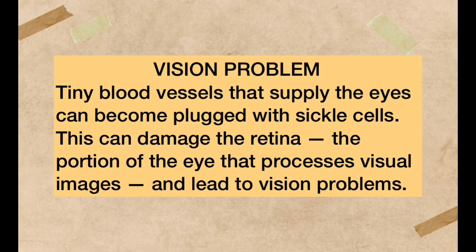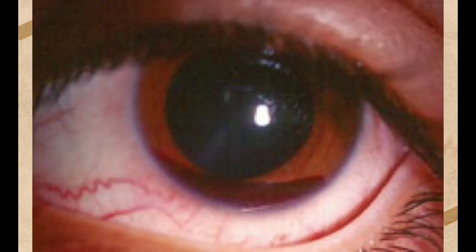Vision problems happen to be another symptom. Tiny blood vessels that supply the eyes can become plugged with sickle cells. This can damage the retina, the portion of the eye that processes visual images, and lead to vision problems. Sickle cell also causes jaundice, which causes yellow coloration of the eye.